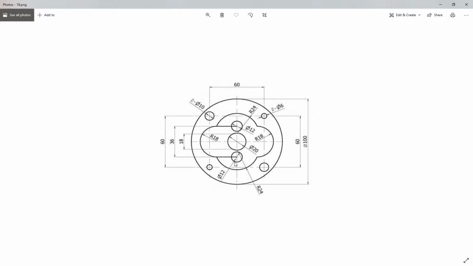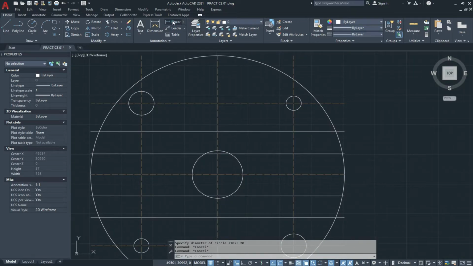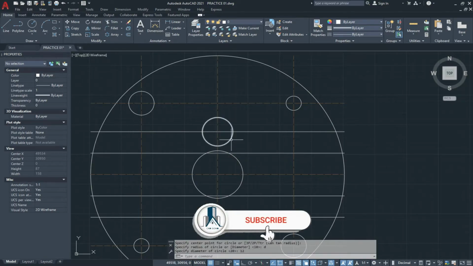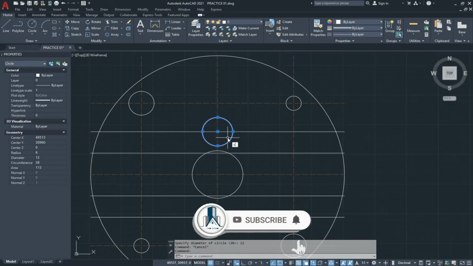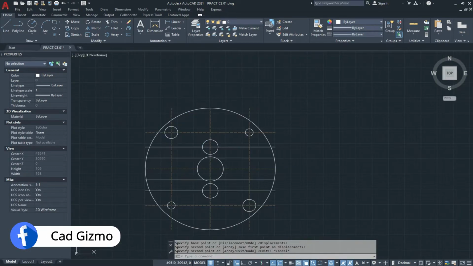Now we draw these two circles, and this circle has the offset of 18 units on upside and 18 units downside, which means total 36 units. So select and copy.